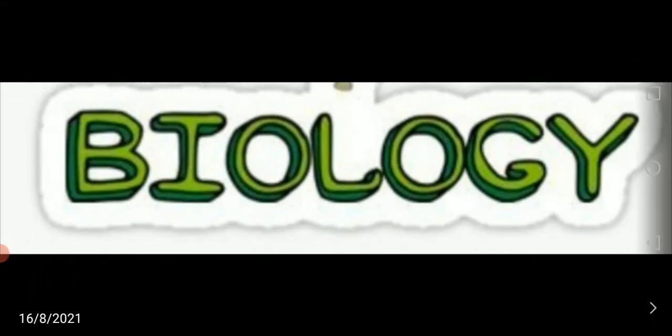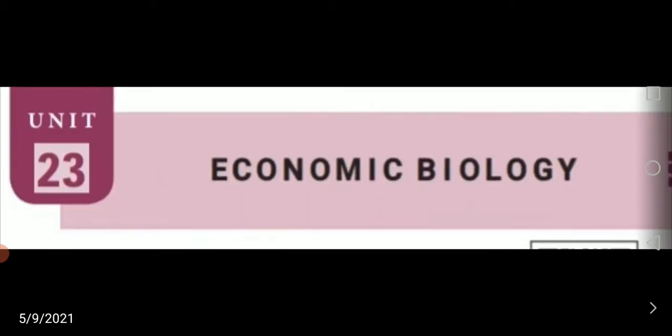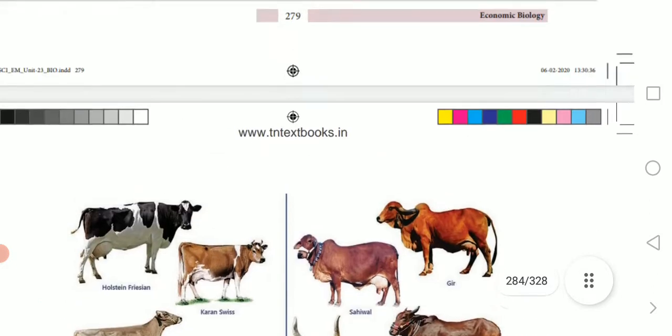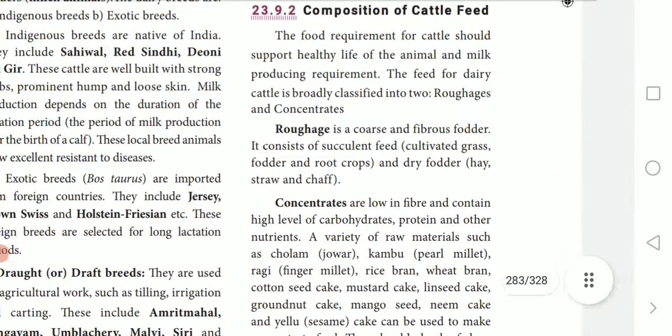This is ninth biology video class, unit 23, economic biology. Last video class we have seen dairy farming. In that, cattle breeds we have seen. There are three types of cattle breeds: dairy breeds, draught breeds, and dual breeds. The next topic we are going to see is the composition of cattle feed.